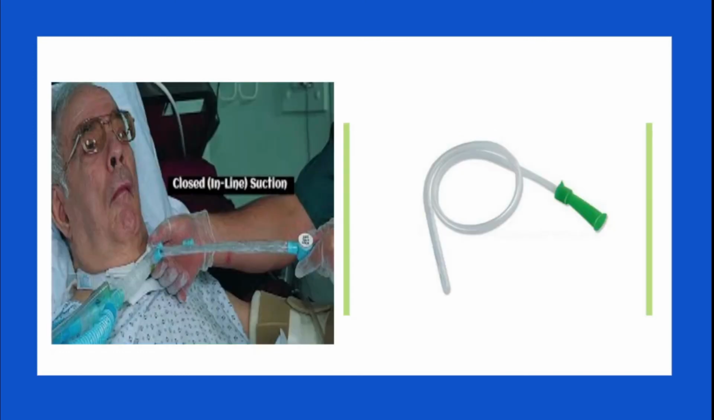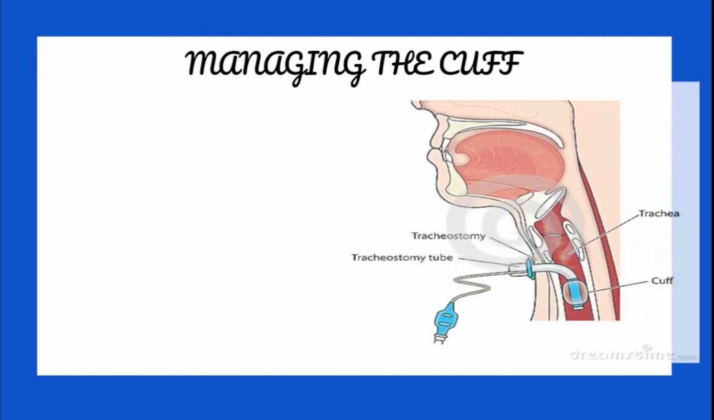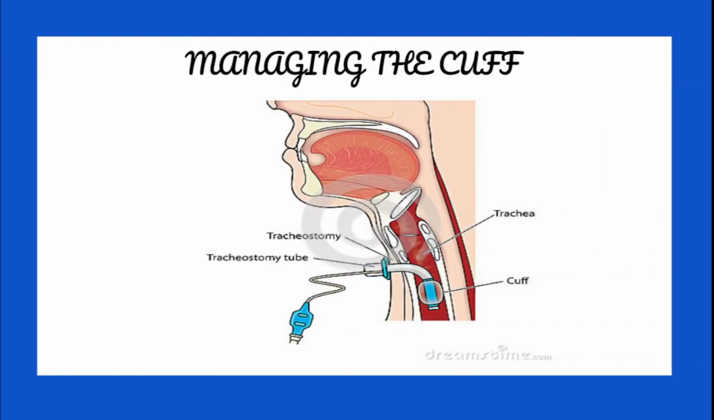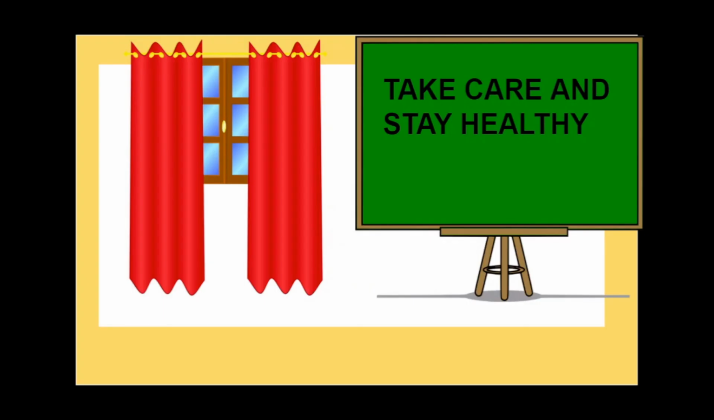So in some cases there is an inline suction tube, while in some cases we use the normal suction tube, but an inline suction catheter is used for rapid suction and it minimizes cross contamination of airborne pathogens, and also it allows the patient to be suctioned without being disconnected from the ventilator circuit. Next is managing the cuff. General rule, the cuff of the tracheostomy tube should always be inflated. The pressure in the cuff should be at the lowest possible to prevent any aspiration.